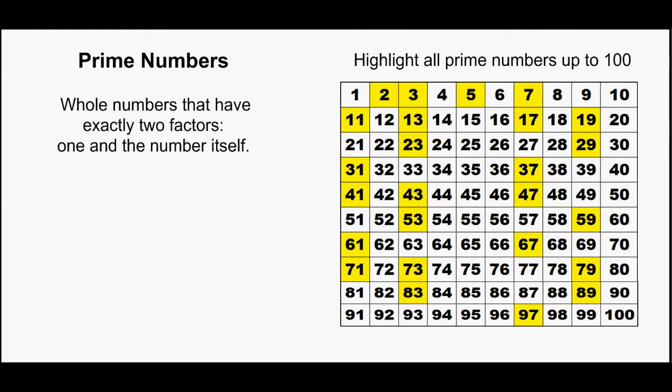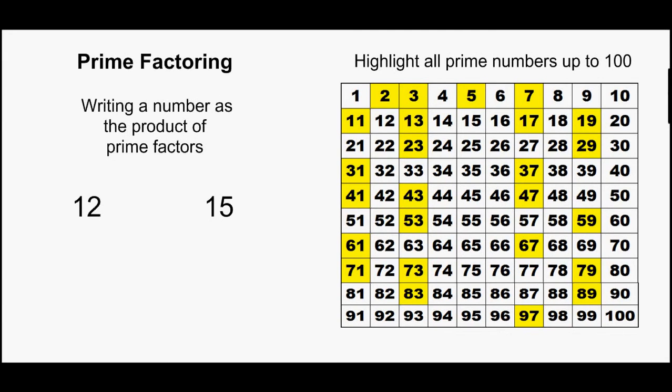Let's look at a second method for reducing fractions. This method relies on prime numbers. Prime numbers are whole numbers that have exactly two factors, 1 and the number itself. Notice the chart to the right. I have highlighted all the prime numbers up to 100.